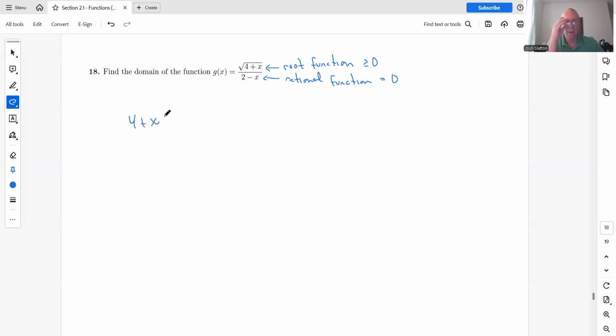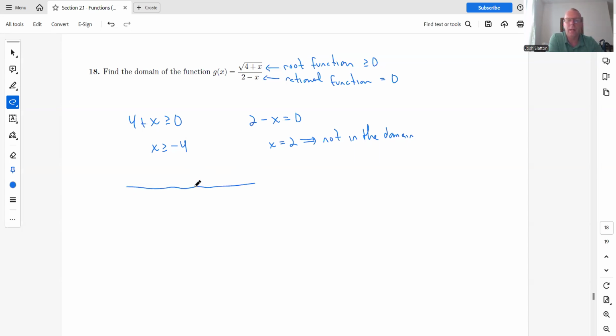So 4 plus x greater than or equal to 0. So x is greater than or equal to negative 4. 2 minus x equals 0. We get x equals 2. And so this one is not in the domain. So remember, with the rational functions, the number that you find from solving that equation, that one's not in the domain. So all of these numbers are, except for 2.